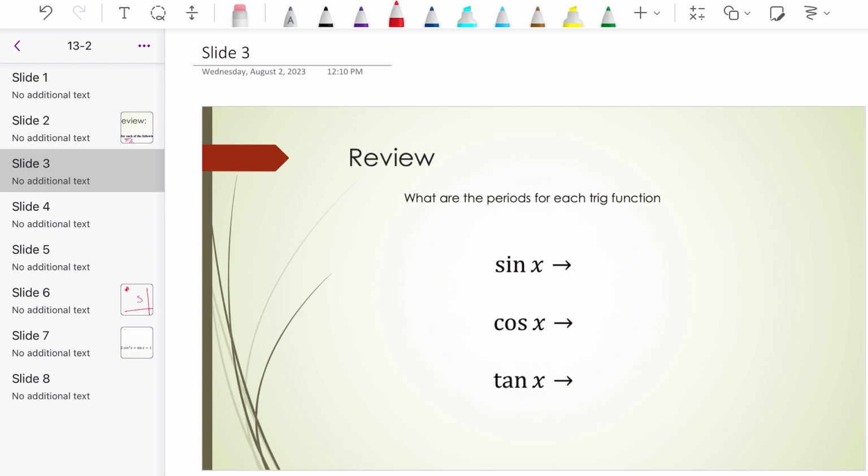Here we're taking a look at slide 3. In slide 3, we're going to review the periods for each one of our trig functions. So for sine, we're going to be looking at 2 pi, cosine would be 2 pi, and tangent would be pi. Now, this is extremely important because it would be affecting the general form of your equation.